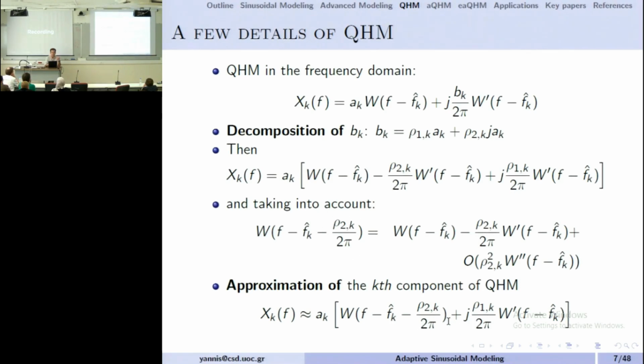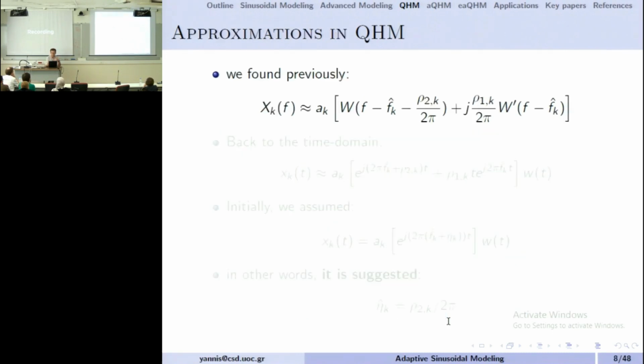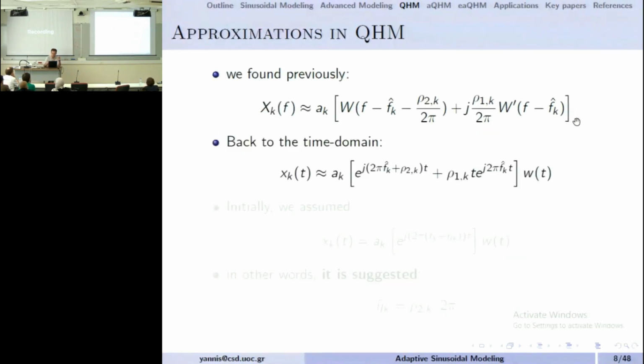Now we are ready to go back to the time domain. So this is what we have found in the previous slide. We're going back to the time domain. Again, this derivative here means t times the w. We arrive to this equation. It continues to be, of course, an approximation because we have rejected the terms in the Taylor series expansion. And initially, we assume that xk, that means the kth component of the signal, has the estimation plus a mistake. So there is a mistake.